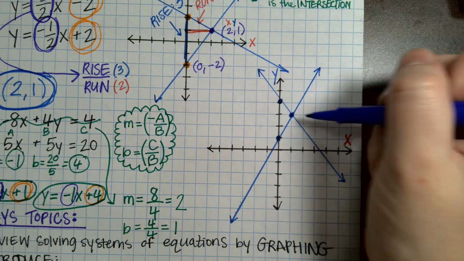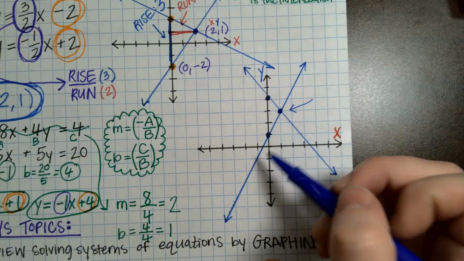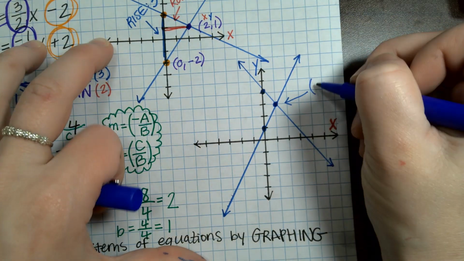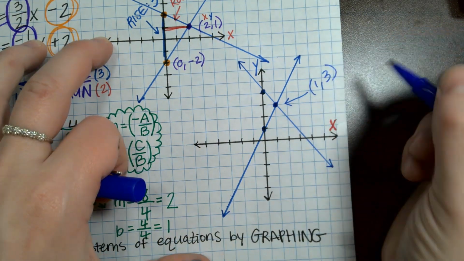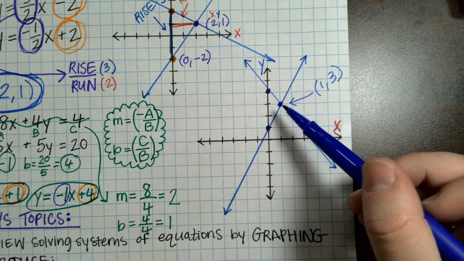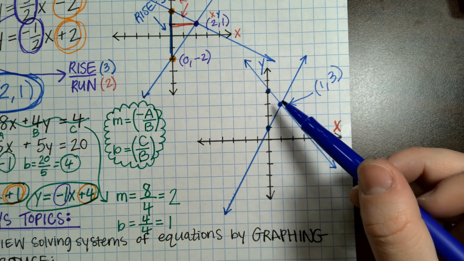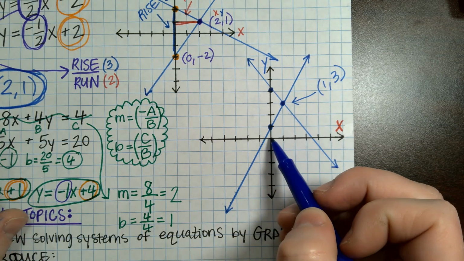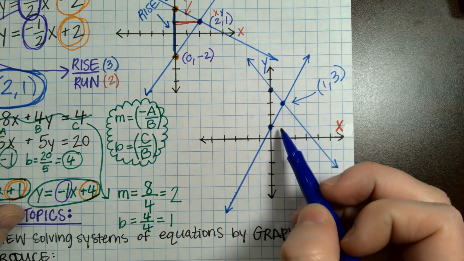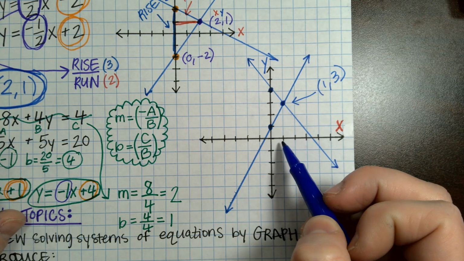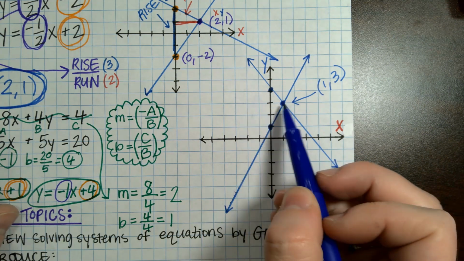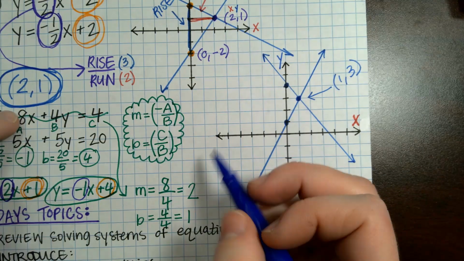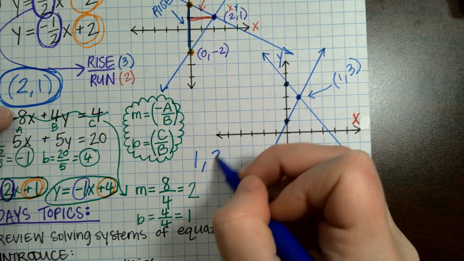So what's our solution? Over 1, up 1, 2, 3. That's our coordinate. 1, 3 would be our answer, because this is where our lines intersect. That's where they're crossing. So remember, we first look at the x value. This point lines up with 1 on the x-axis, and it lines up with 3 on the y-axis. So that would be our answer, 1, 3.